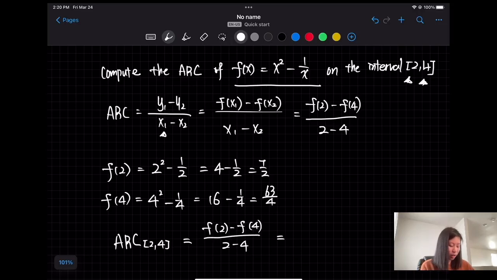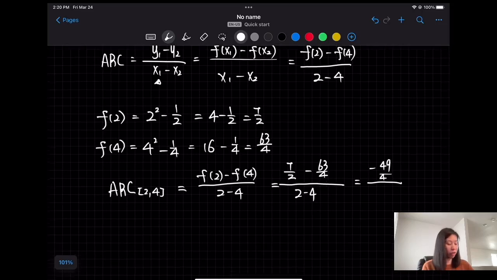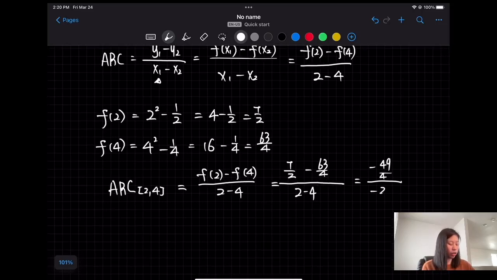f of 2 equals what? 7 over 2 minus f of 4, 63 over 4, over 2 minus 4, which is negative, the top is equal to negative 49 over 2 over 4. Please calculate that by yourself. By now, you should be able to do this fraction operation. I'm not going to show the detail in here. This should be negative 2 in the bottom.